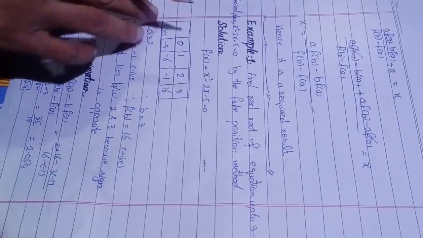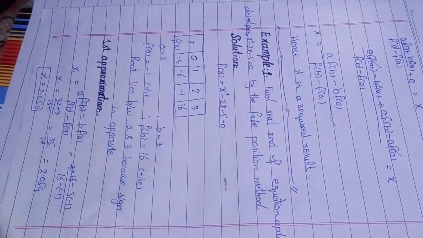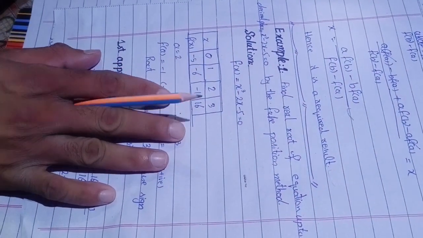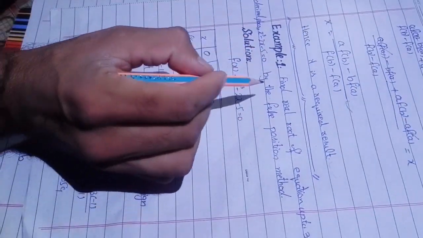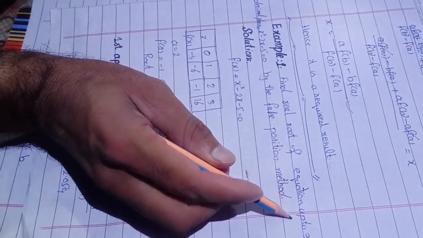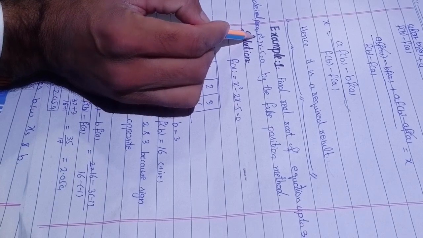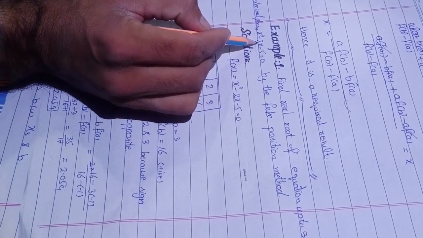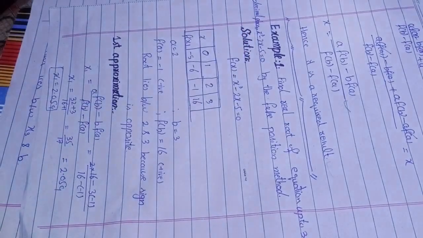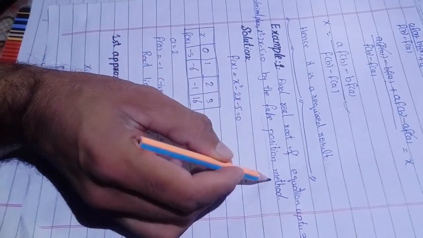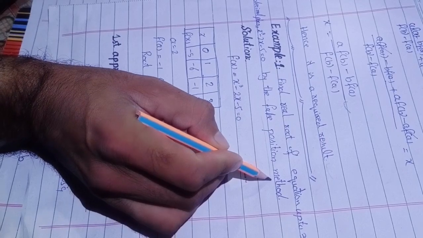This is called the false position method or regula falsi method, and we will solve an example. Let us understand. Find the real root of the equation up to 3 decimal places. The equation is algebraic: x cube minus 2x minus 5 is equal to 0, by the false position method or regula falsi method.